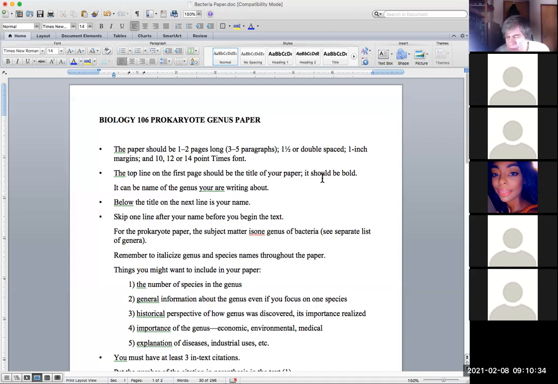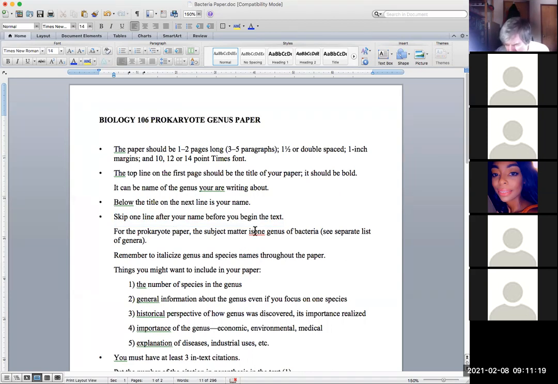So the top line is going to be your title. It's going to be in bold print. Underneath that is going to be your name. And your name is not in bold print, so notice that doesn't specify that. Everything is left justified, which means it butts up against the left-hand margin. So you don't want to have it fully justified or right justified or centered or any of the alternatives like that you can do. After your name, you're going to skip 1 line, and then you're going to begin the actual text of your paper.